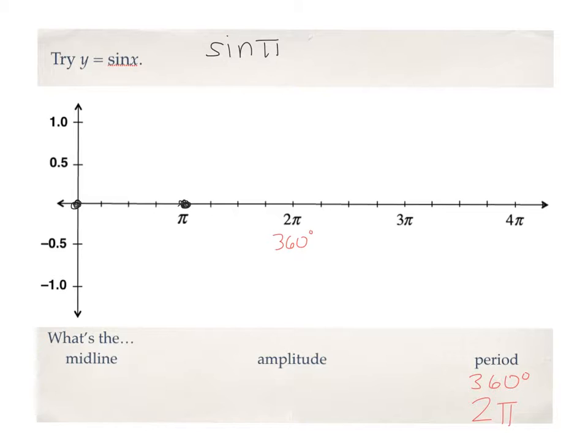If I type in sine 2 pi here, I get 0. Okay, they're all 0. That seems weird. So what happens in between? Well, it's the same as what happened in my last sine graph. It goes all the way up and all the way down, and then back to the beginning again.